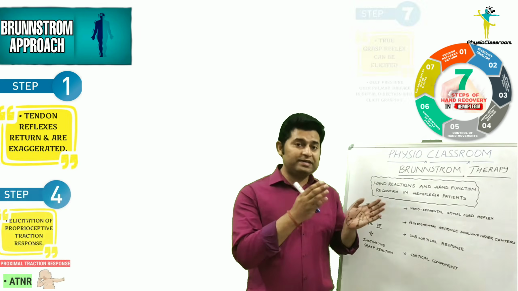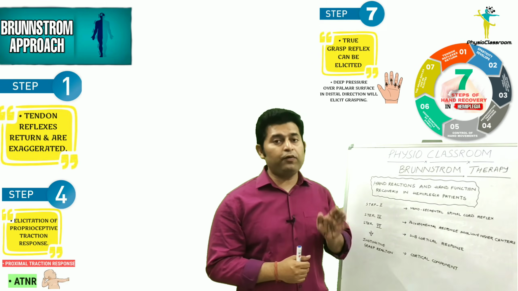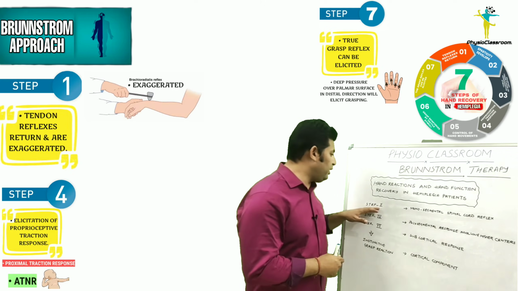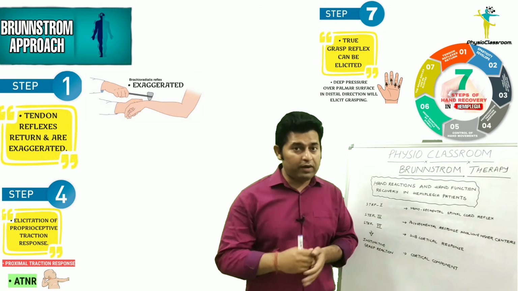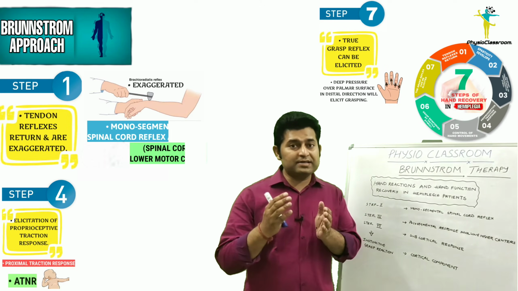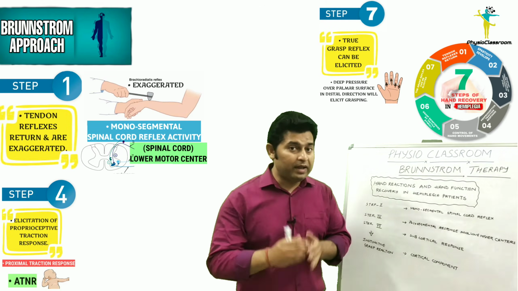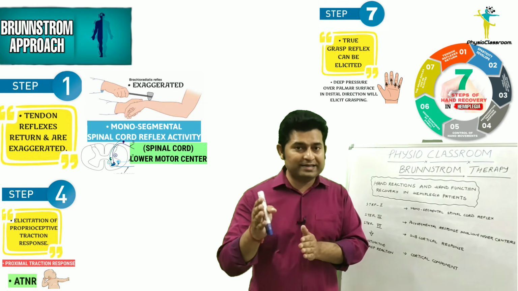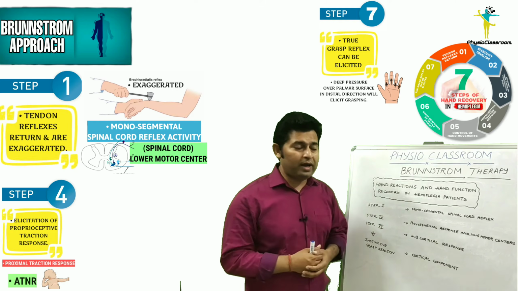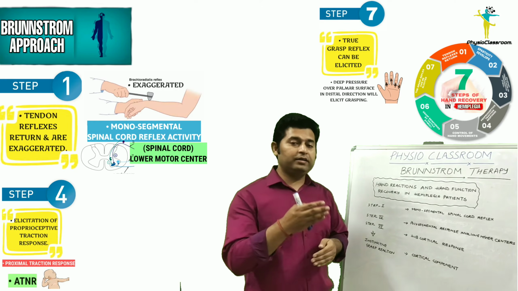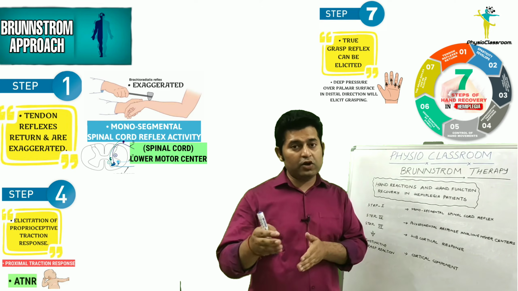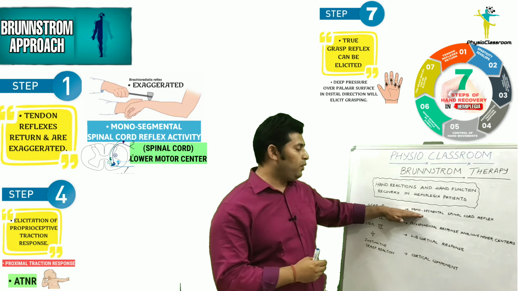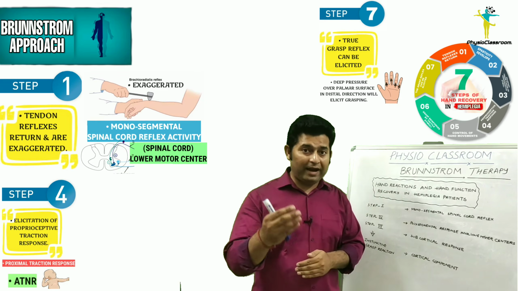Now if we emphasize upon the step 1, 4 and 7, we can appreciate that in step 1, when there was appearance of deep tendon reflexes which started becoming exaggerated, it was a monosegmental spinal cord reflex activity. So we need to correlate these developments with the Brunnstrom's reflex control and hierarchical control approach. So now we have the lowest most center becoming activated.